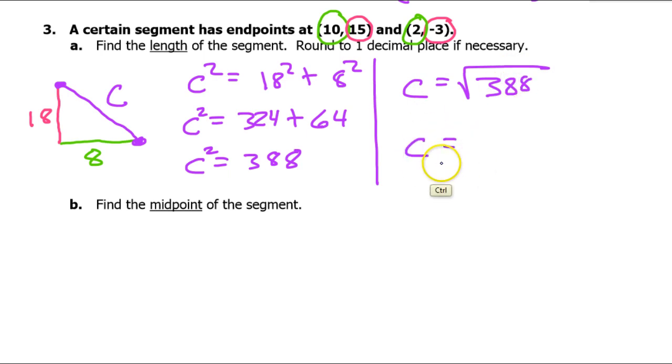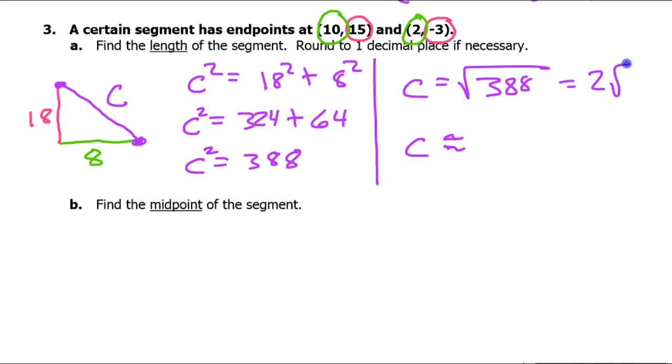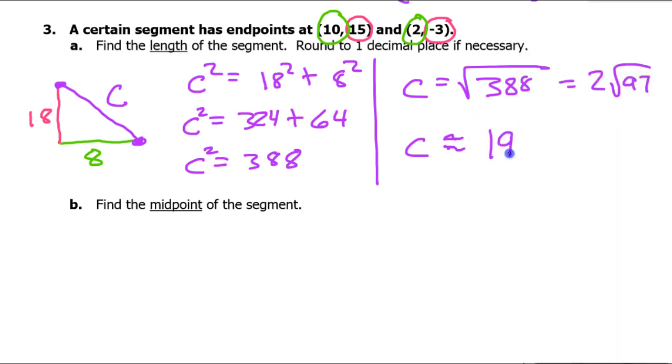So let's find out what c is approximately, to 1 decimal place. Okay, so the square root of 388. Apparently that simplifies to 2 root 97. Fine, but let's get that decimal. Boom. 19.7. Approximately 19.7. So this is the answer for problem number 3.